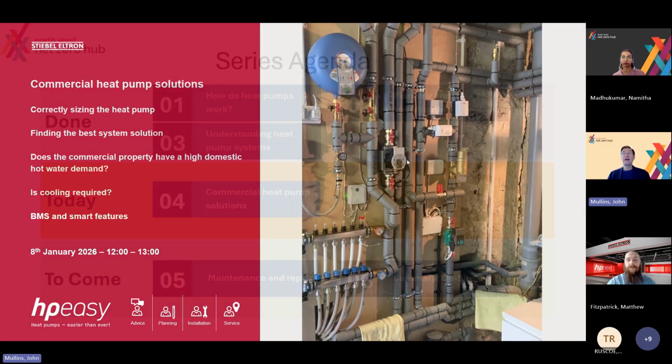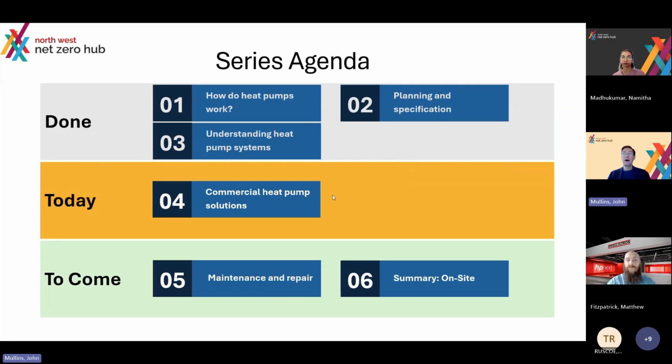So that would then bring us to our penultimate webinar in a couple of weeks on maintenance and repair, and then we'll be having a summary on site for those able to get down to their Bromborough site.